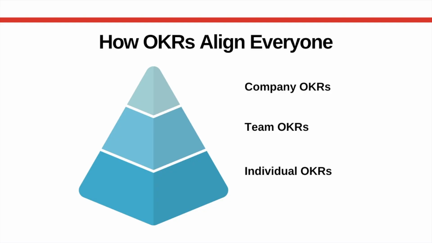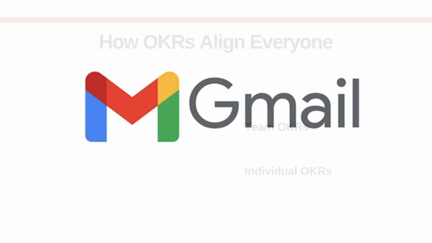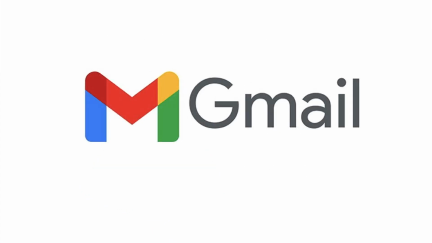OKRs can follow a top-down or bottom-up approach, even though many have the misconception that it is a top-down approach only. For example, Gmail started as an engineer's idea at Google. It was not a top management instruction. Over time, that small initiative became one of Google's biggest products. That's the power of bottom-up OKRs. They turn individual ideas into company impact.